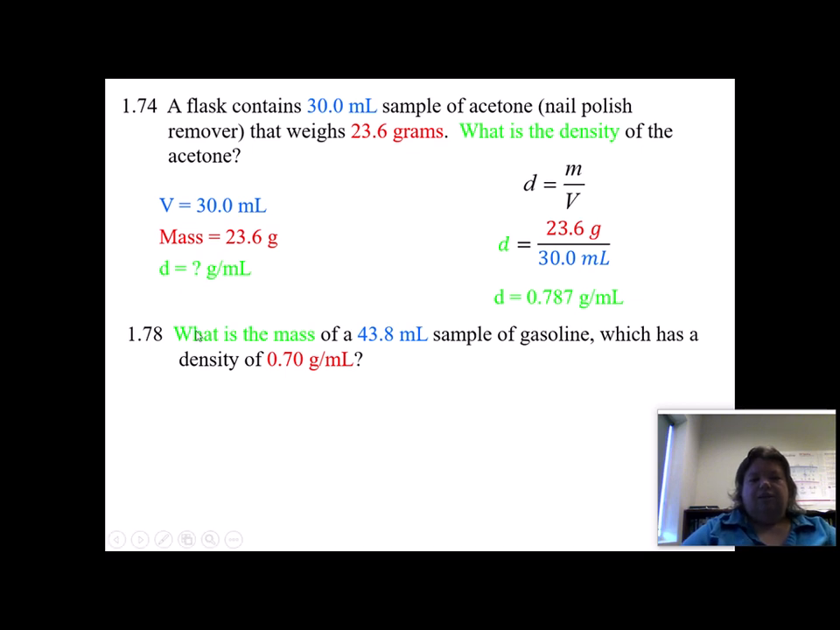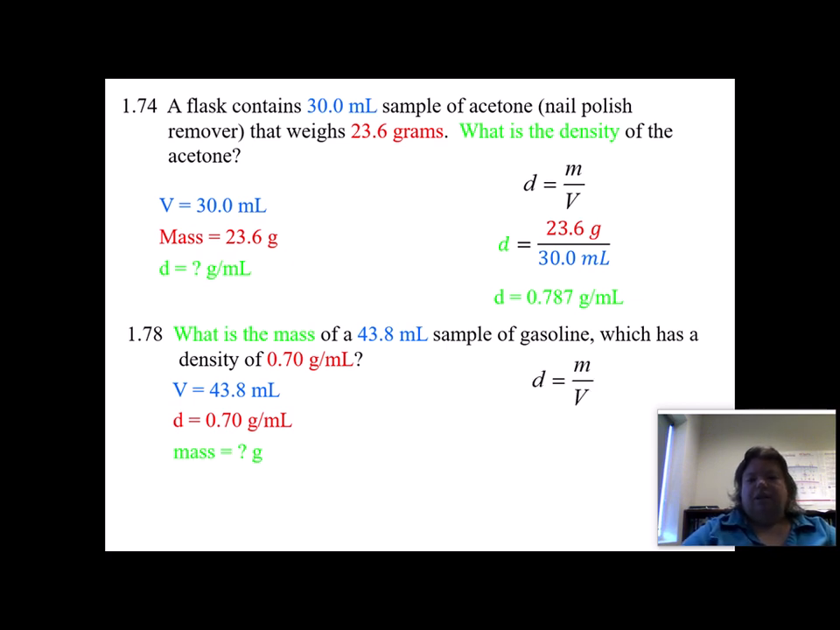It asks, what is the mass? So this is what I'm trying to get to. Of a 43.8 milliliter sample. Milliliter is volume, and it has a density of 0.7 grams per milliliter. So I didn't quite do these in order. Volume is the 43.8, density is 0.70 grams per milliliter, and the mass is what I'm trying to solve for, and the mass is usually in units of grams.